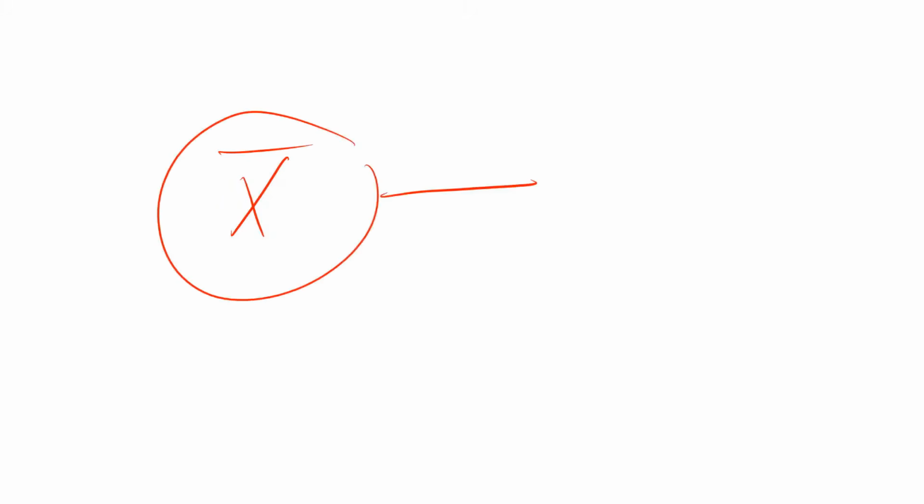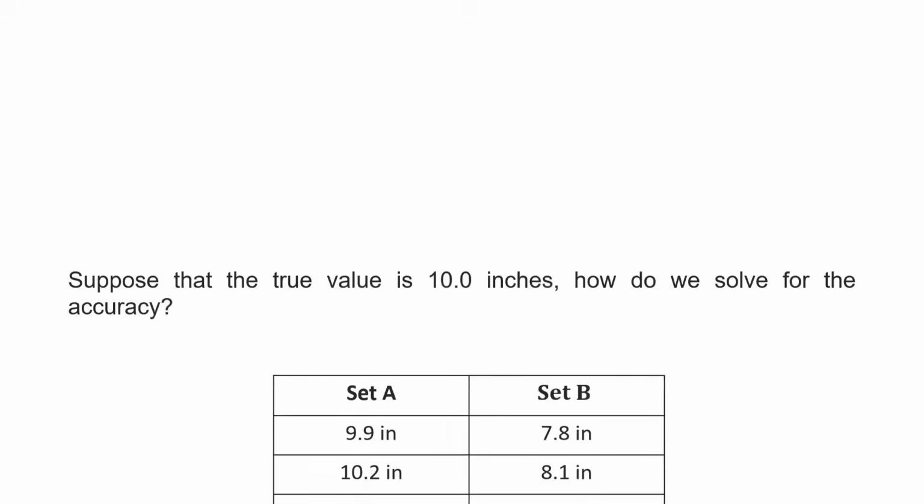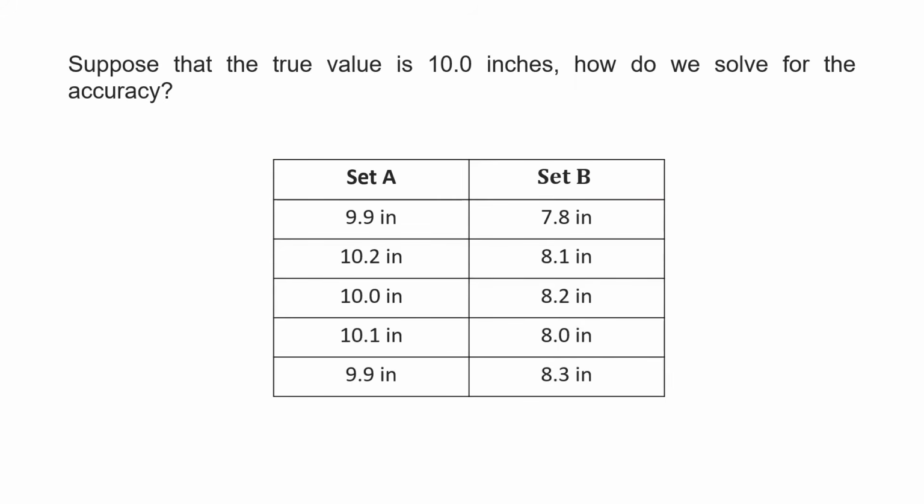What if there are multiple experimental values in our measurements? So how do we solve for the accuracy of your data? In this case, we solve for the mean of the data and then compare it to the actual value. So if we have a data set of multiple values, we get the mean and then compare this mean to your actual value. Say for example, we have two data sets here.